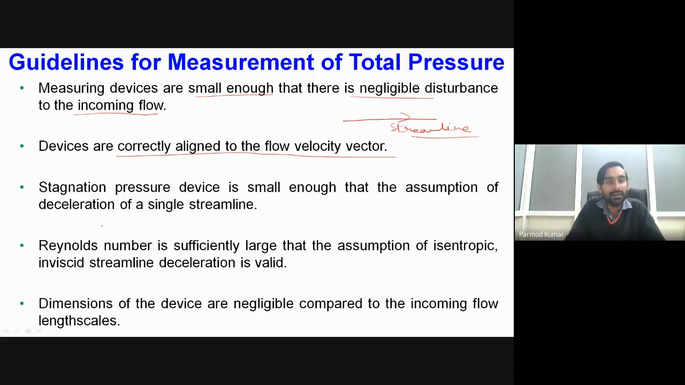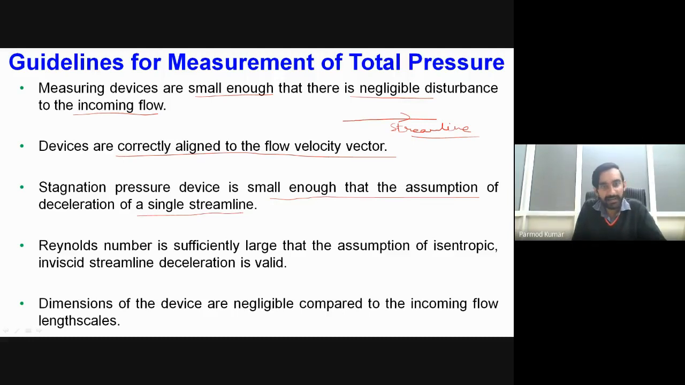Then, the stagnation pressure device we consider should be small enough that the assumption of deceleration along a single streamline is valid. While deriving the theoretical relation, we consider that deceleration of the fluid particle takes place along a streamline. So to ensure that the deceleration, or the stagnation pressure, is coming along a streamline only, we have to consider the thickness of the measurement device to be very, very small.